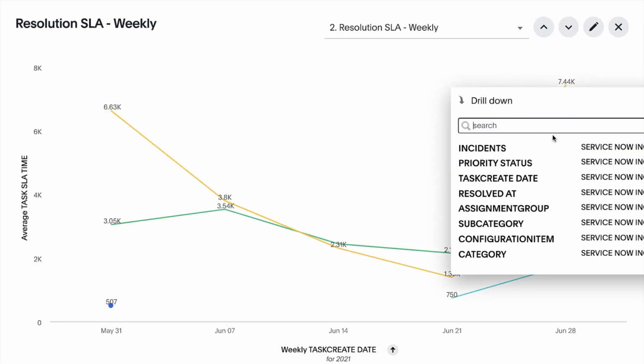That's ThoughtSpot on Snowflake for Snowflake's Snowdesk Analytics. Insights at the speed of thought.